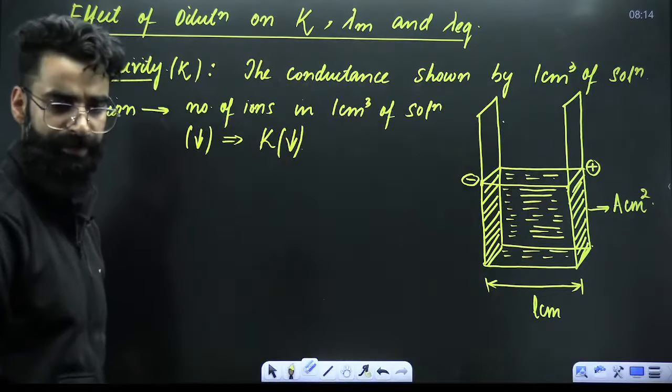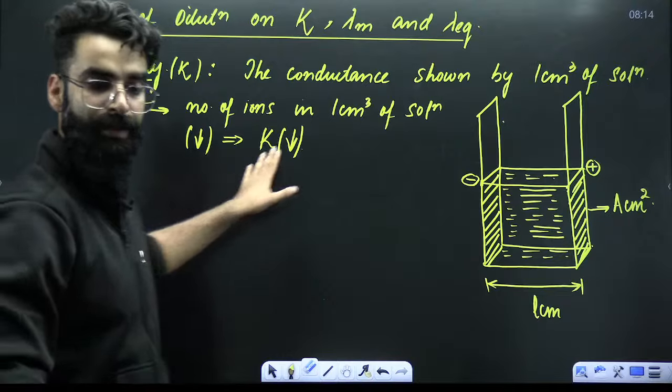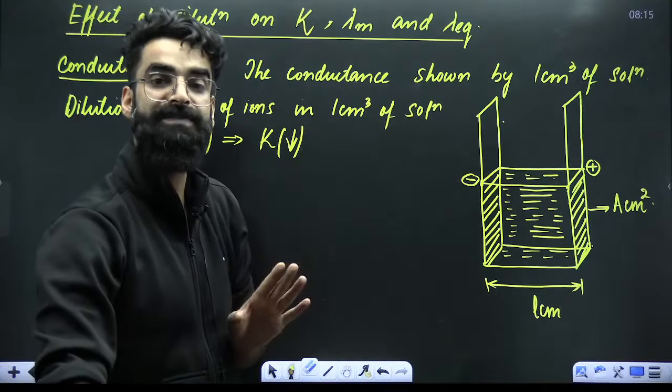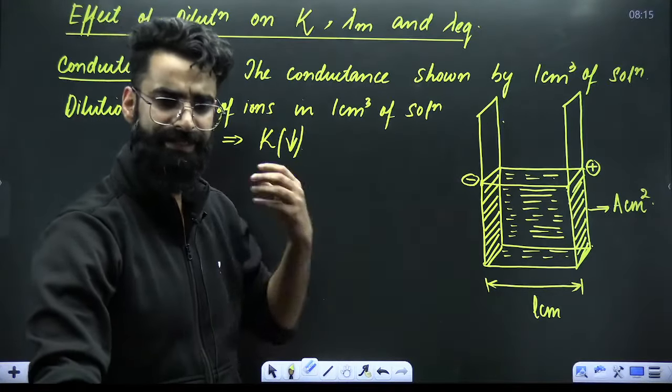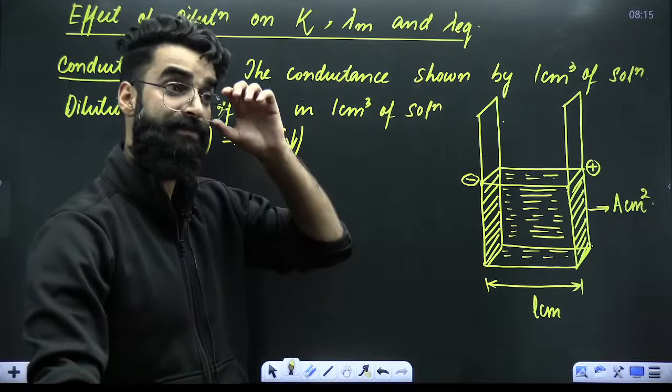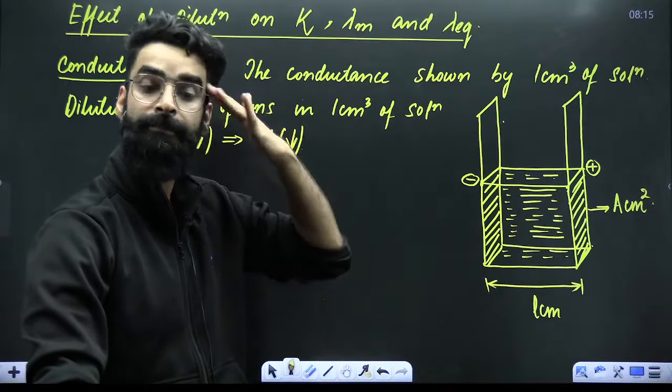Okay? Let me know once in the chats if this point is clear. Number of ions in 1 centimeter cube of solution are decreasing. If number of ions are decreasing, that automatically tells you that conductivity of the solution is decreasing, right?